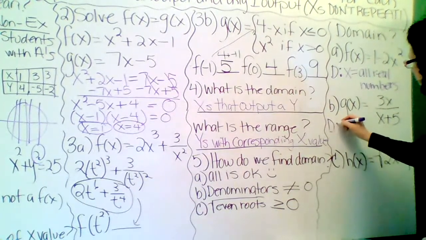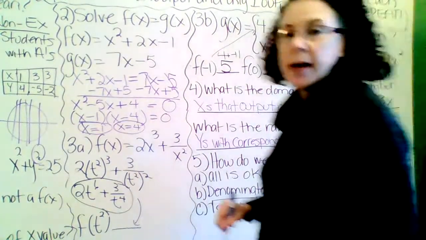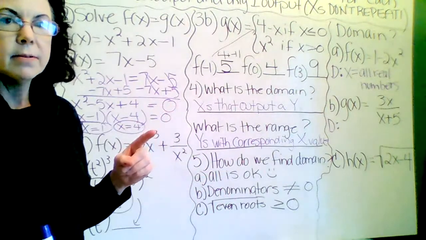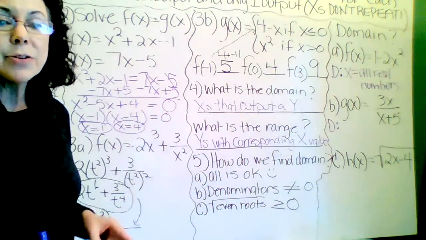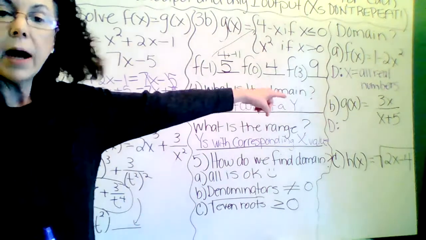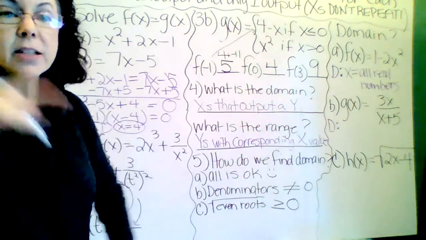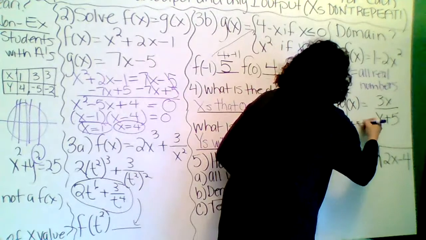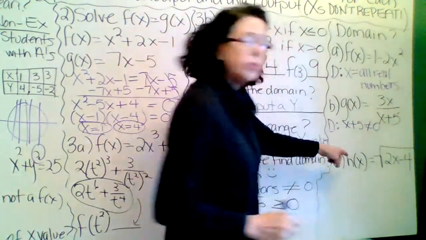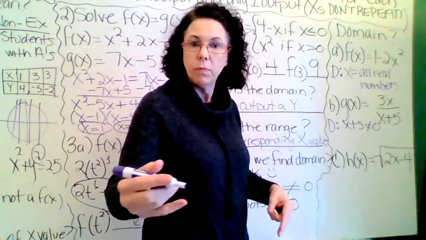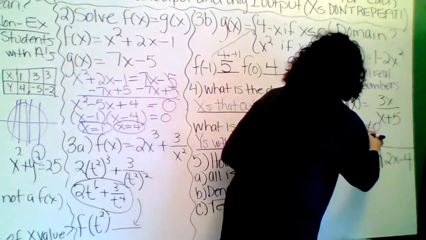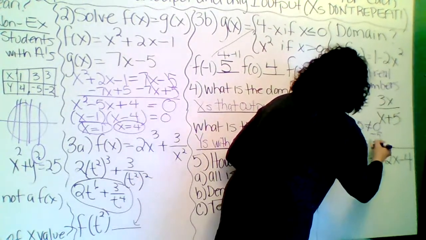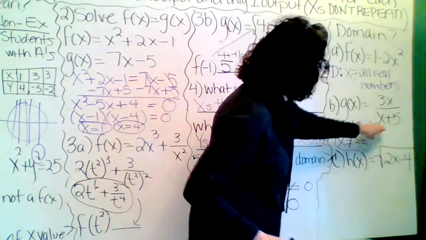Let's take a look at B. G of x equals 3x over x plus 5. They're asking for the domain. Number 1, everything's okay. All real numbers. Number 2, denominators cannot be 0. Let's take a look. Oh, I have a denominator, right? X plus 5 cannot be 0. That actually is a statement of the domain, but we like it with just the x's. So let's subtract a 5. And this says x cannot be a -5. Let's circle that. X cannot be a -5, right?